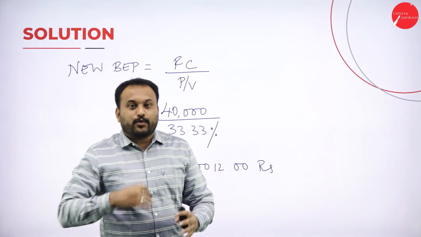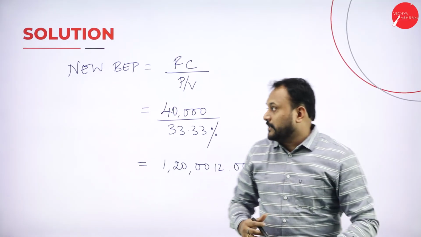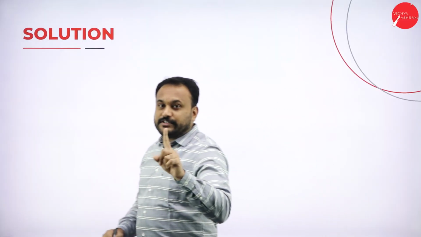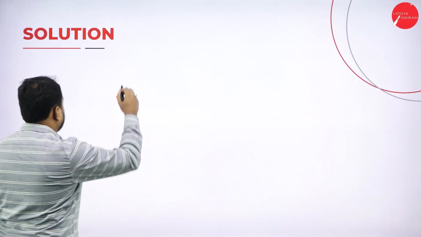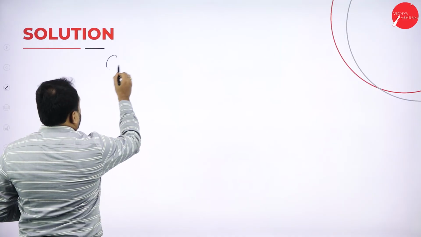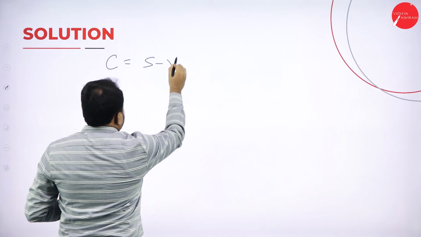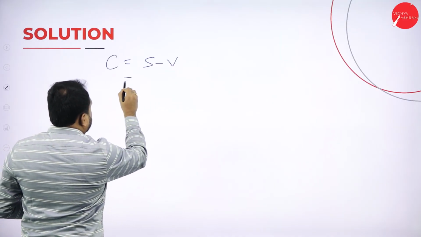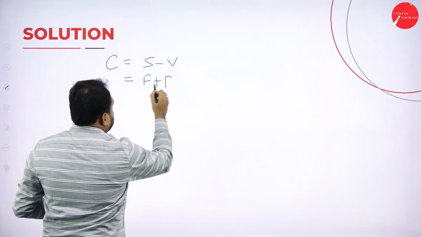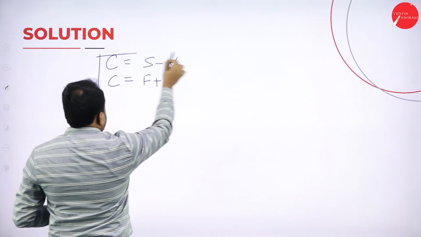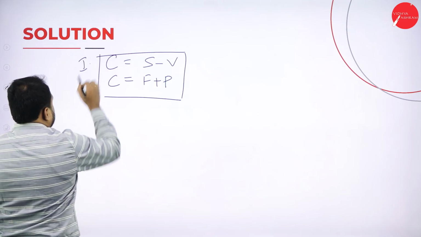Now a quick recall of what we have done. The first thing we went with was the PV ratio. These are all the formulas we are going with. Contribution is equal to S minus V. Now we got to know that it is also equal to F plus P. This is contribution. This is the first one which we have done.